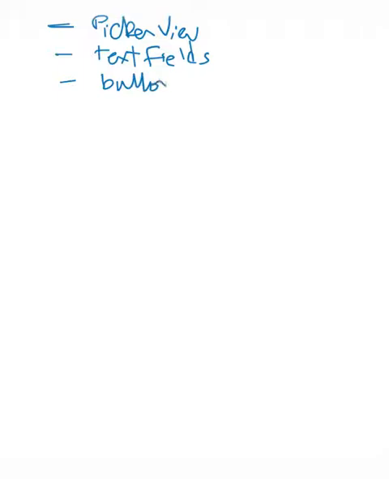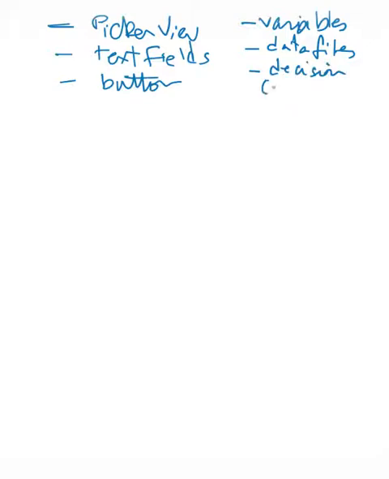In particular, we will learn more about the picker view and about text fields, as well as about the buttons. On the programming side, we will learn more about variables, which we explored before. We will learn a little bit more about the data files, and we will learn about decision making, how to make our app decide. We call this the selection statement.